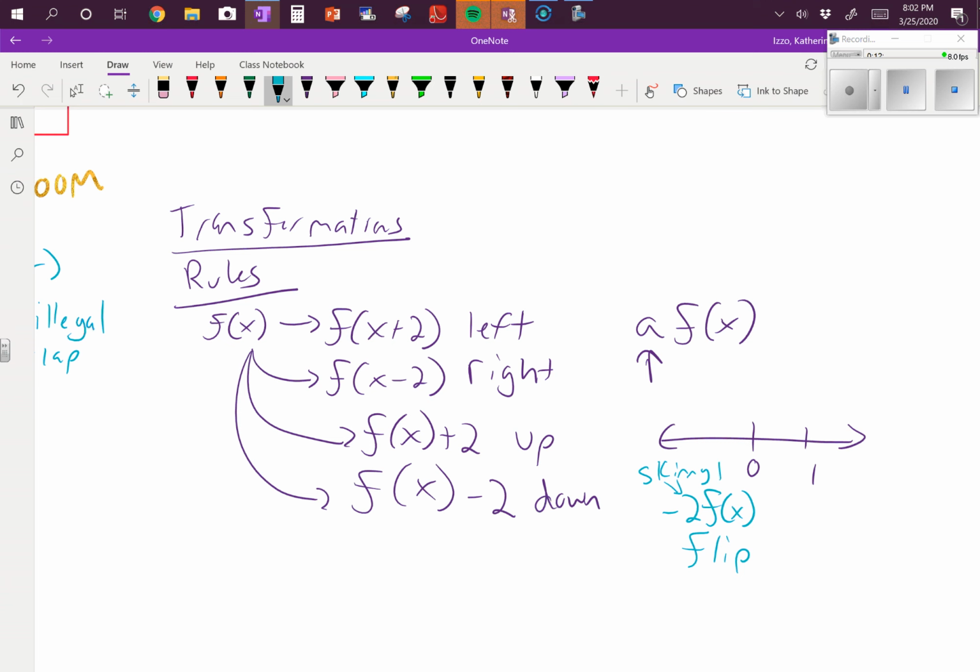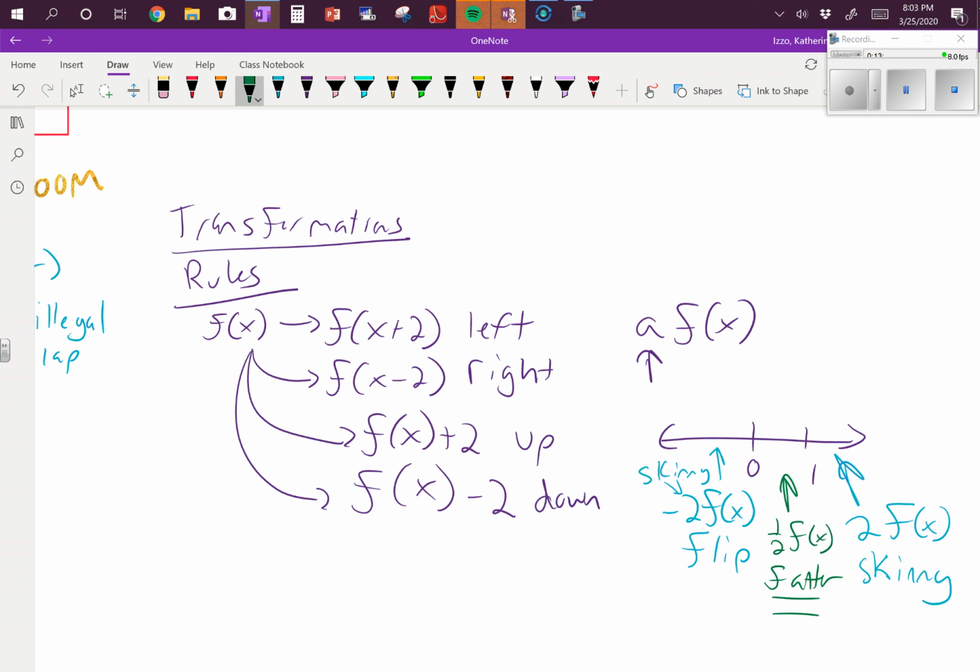And then this part right in here would be like if I had a 1/2 f of x. 1/2 f of x means that it's going to be squished. It's going to be flatter, closer to that x-axis. So it's going to be squished. We talked about, that's not how you spell squished, but anyway, we talked about how it's getting fatter.